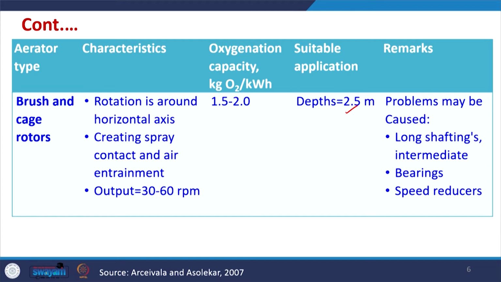Then intermediate conditions may prevail, and they have a lot of issues, that is why they are not very common as compared to vertical axis aerators. Bearing issues and speed reduction are other problems with this type of aerator as well. So, these are the common mechanical aerators.